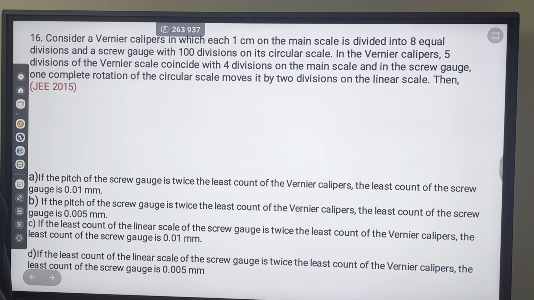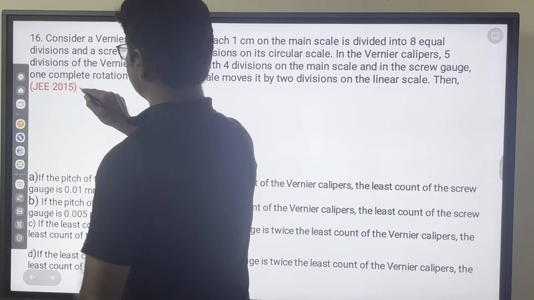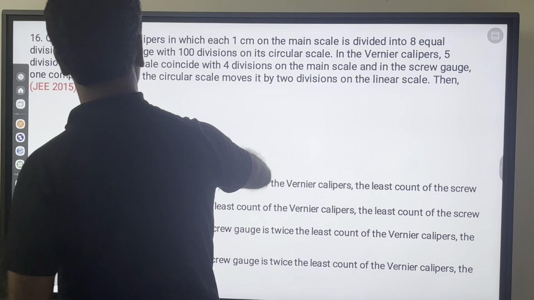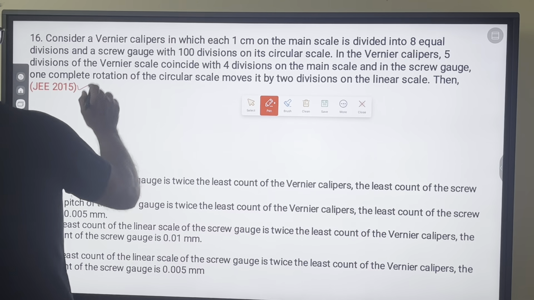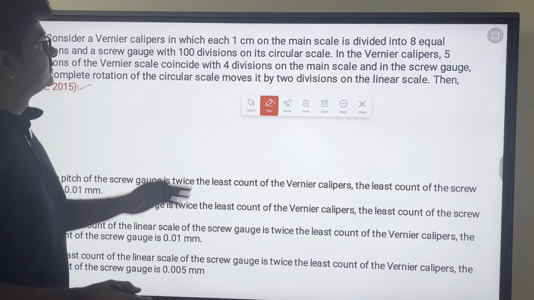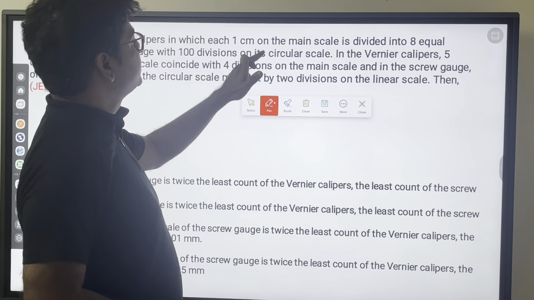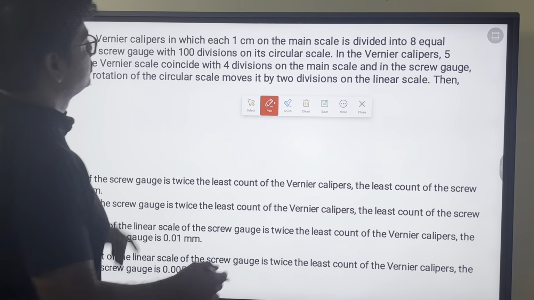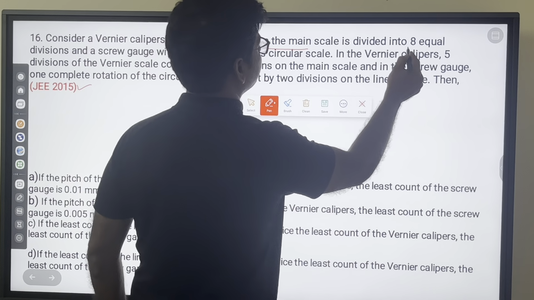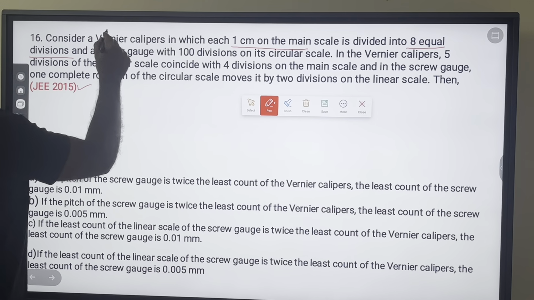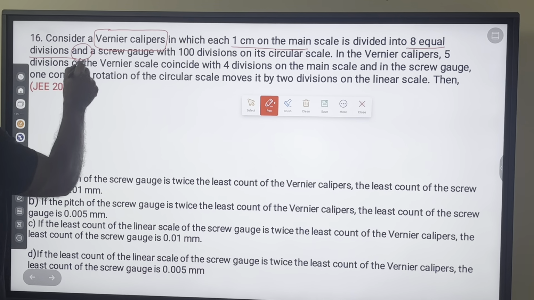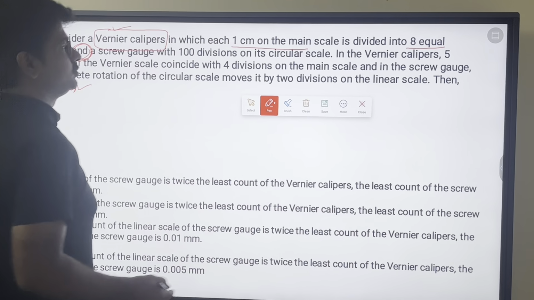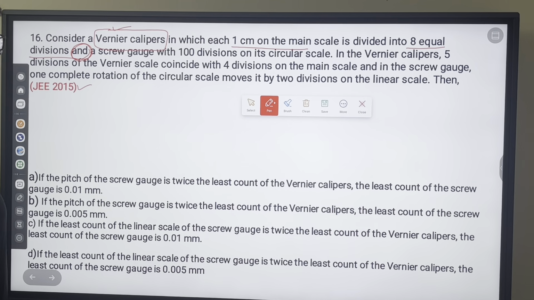See, this was actually given in JEE 2015. Consider vernier calipers in which 1 centimeter on the main scale is divided into 8 divisions. This is about vernier calipers, and whatever data is given, 1 centimeter on the main scale is divided into 8 equal divisions.